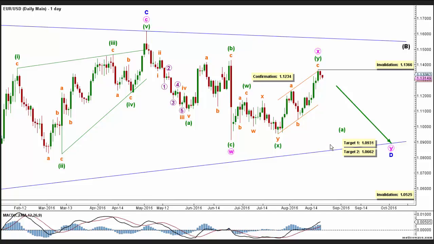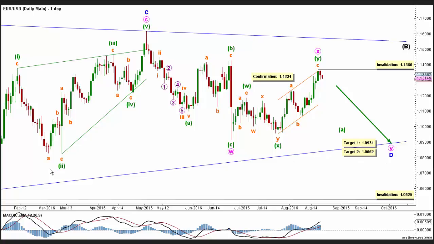This wave count is invalidated by movement above 1.1366, as green wave B of a zigzag may not move beyond the start of green wave A, and it's also invalidated by movement below 1.0525, as blue wave D of a contracting triangle may not move beyond the start of blue wave C.